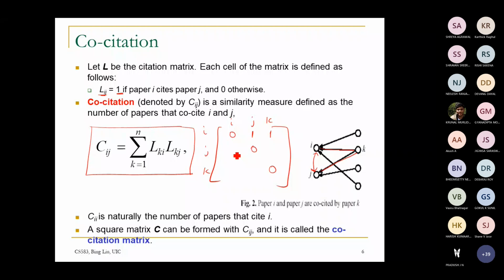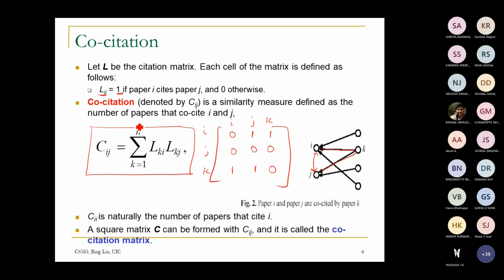Okay, since it is a directed matrix, JI is going to get 0. J and K, 0. K and I we have 1. K and J we have 1. So this is how you have to represent a citation matrix: if a paper I cites the paper J, we have to give the value 1, otherwise we have to give the value 0.